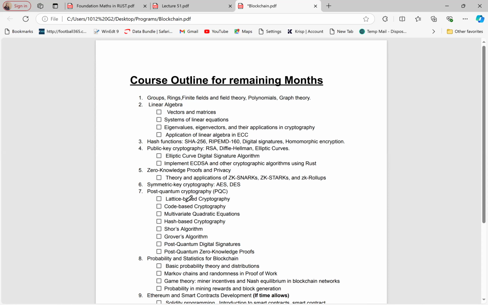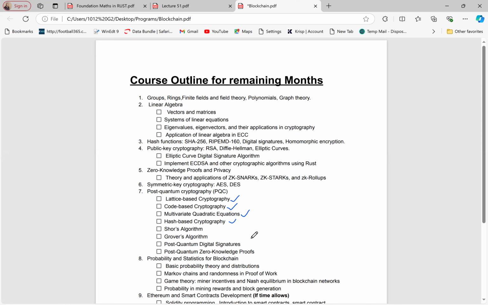And under that, we look at lattice-based cryptography. That is what I've listed here, the post-quantum cryptosystems. Lattice-based, look at code-based, look at multivariate quadratic equations, look at hash-based cryptography. And of course, we look at post-quantum algorithms like Shor's algorithm and Grover's algorithm.